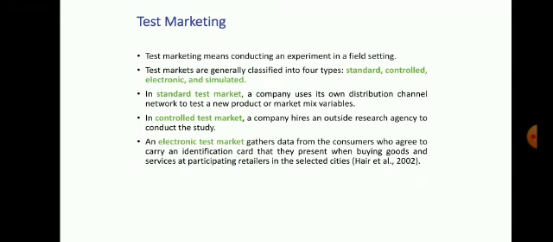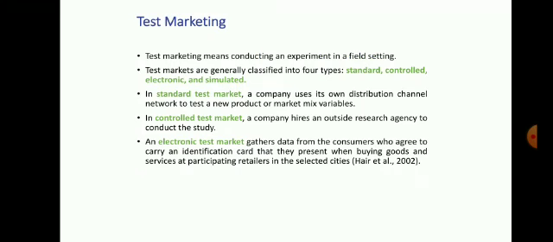Now, the last part that I want to talk about is test marketing. Test marketing means conducting the experiment in the field. It is classified as standard, controlled, electronic, and simulated. In the standard test market, the company uses its own distribution channel to test the new product, which means the product is introduced to the existing sales or distribution channel.